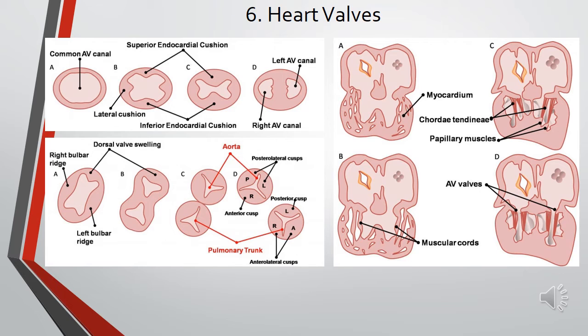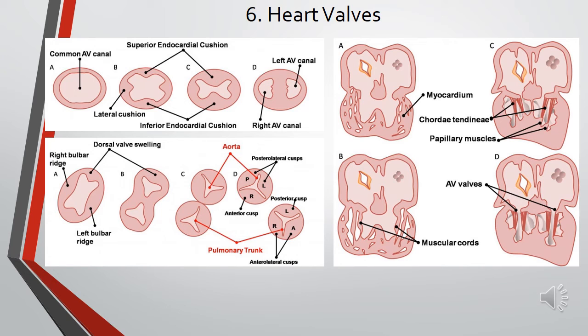The AV valve begins to form between the 5th and 8th week of development. The left AV valve has an anterior and posterior leaflet and is termed the bicuspid or mitral valve. The right AV valve has a 3rd small septal cusp, thus it is called the tricuspid valve. The valve leaflets are attached to the ventricular walls by thin fibrous cords, the chordae tendineae, which insert into small muscles attached to the ventricular wall, the papillary muscles. These structures are sculpted from the ventricular wall.